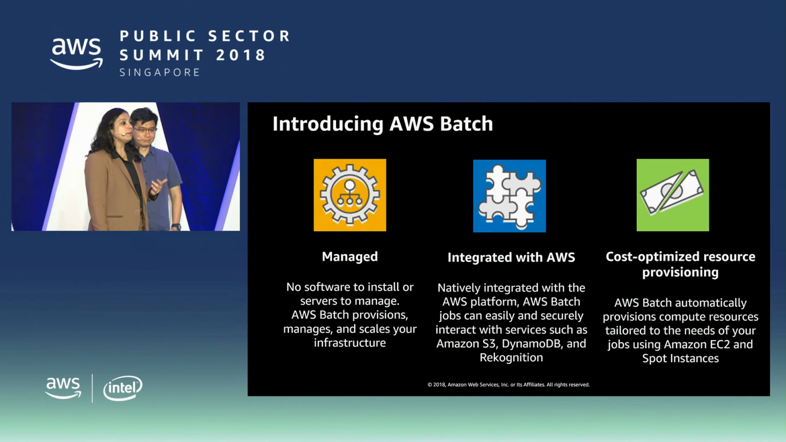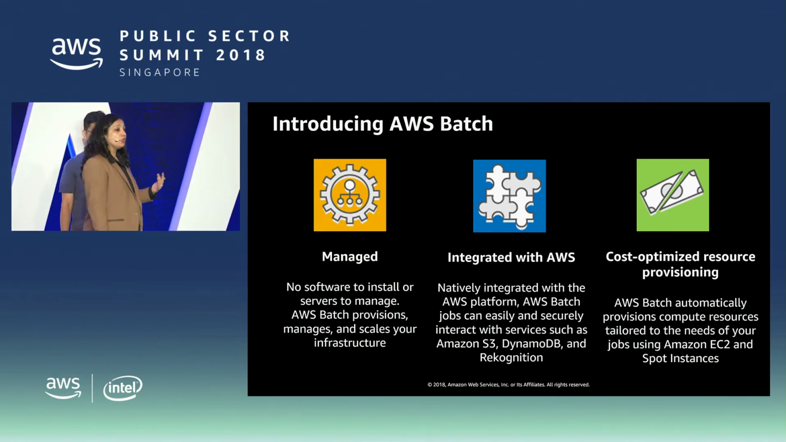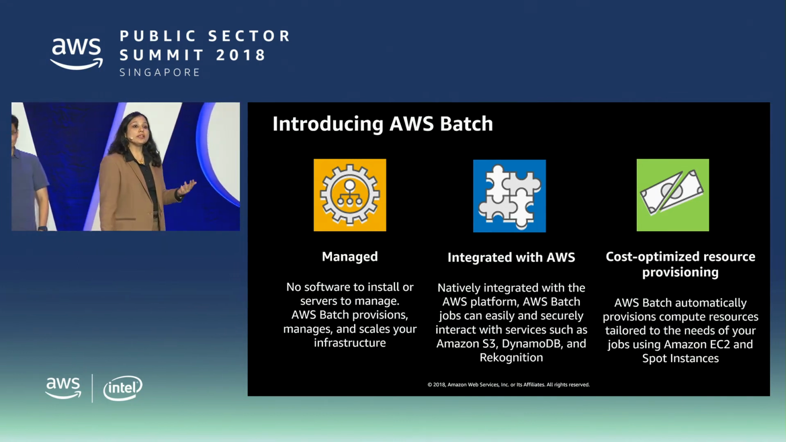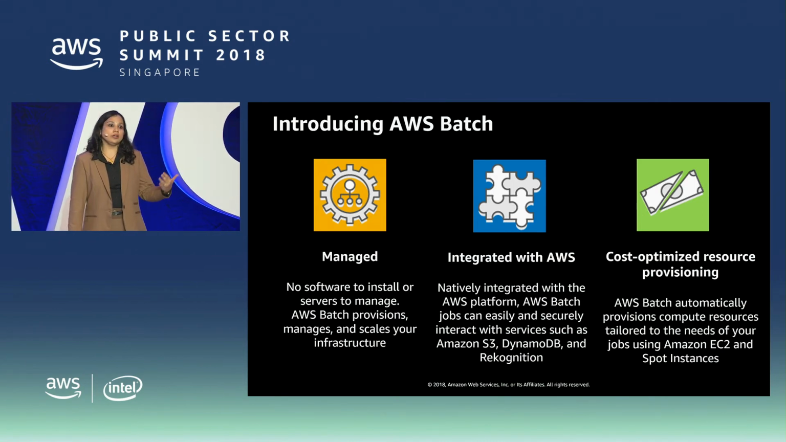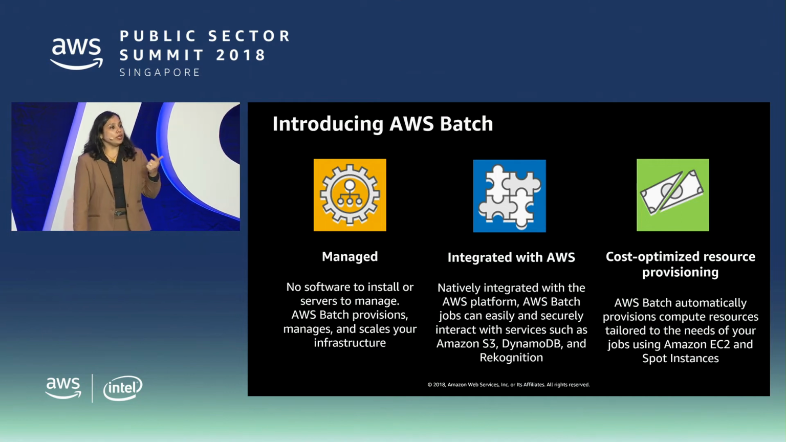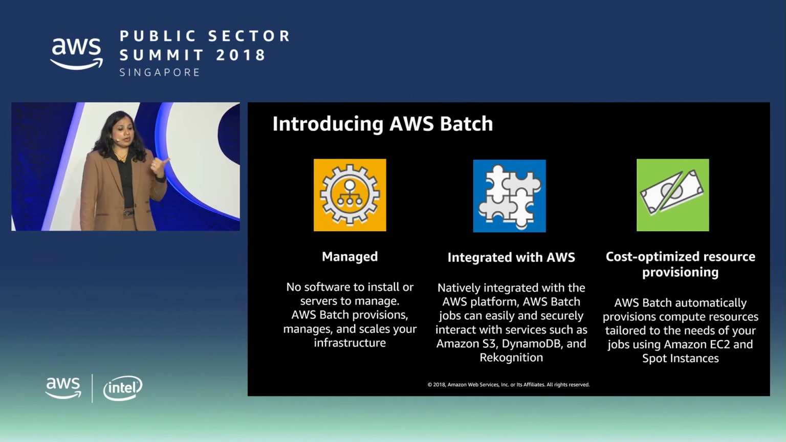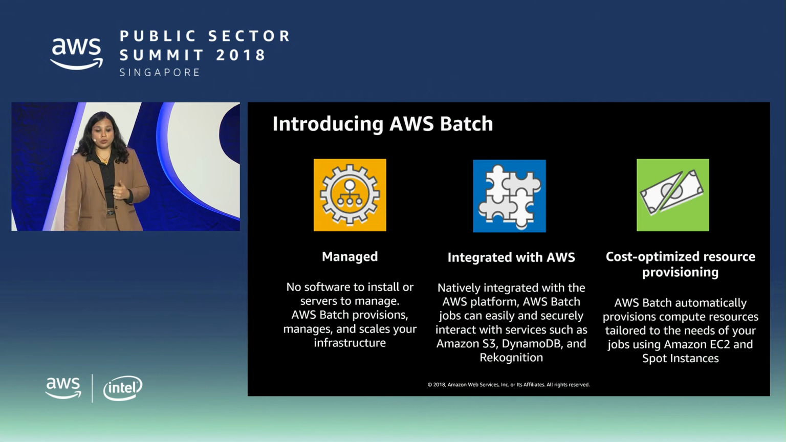AWS Batch is a fully managed service. So once again, if you remember from my morning session, what is a managed service? A managed service is where we take care of all the underlying infrastructure for you, from provisioning to installing to managing the servers to managing the HA and everything essentially underneath. So we provision, manage, and scale your infrastructure as per the requirements.